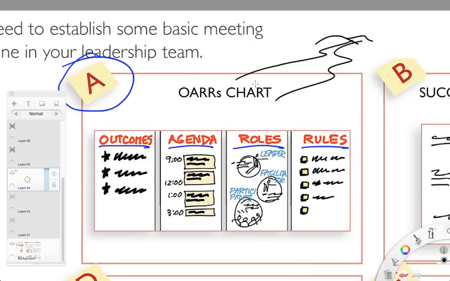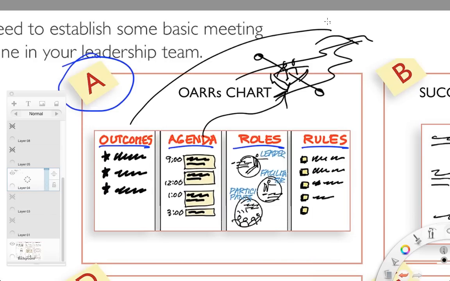It comes from the metaphor of a meeting being a little bit like a journey down a river in a boat, and the agenda being the boat, and the outcome being your destination down here of where you want to go, and the roles and rules being the way you actually navigate on the river.